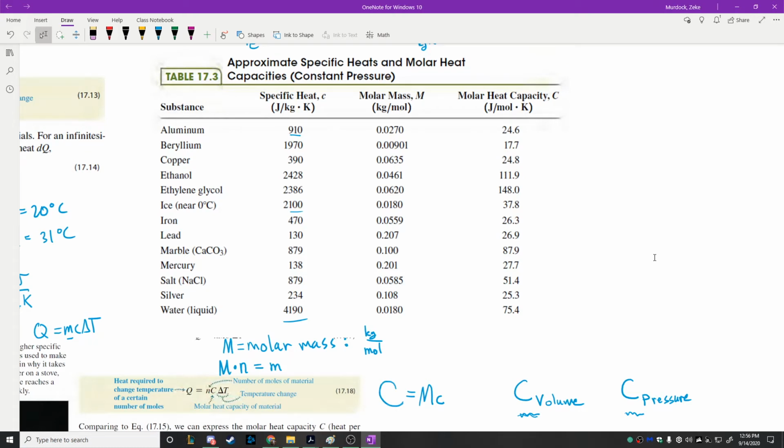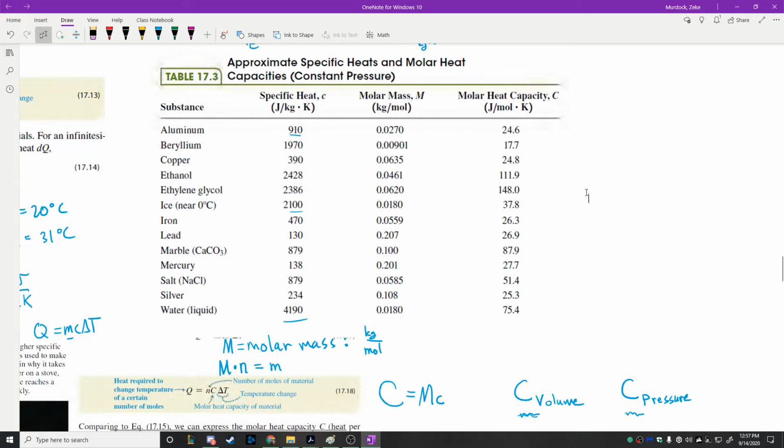Does anyone see it? Okay, so Tyler noticed the liquids are higher than solids. Is that right? Let's see. Ethanol, ethylene glycol, water. Yeah. Well, marble's a little bit higher, but for the most part, these seem to be a lot higher. So ethylene glycol is actually the highest.